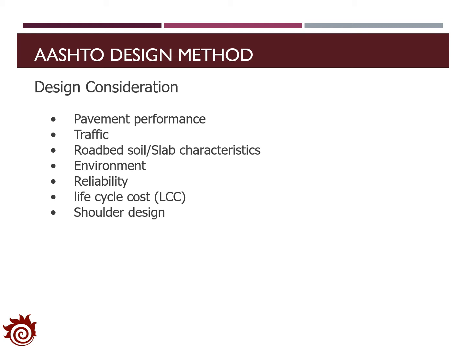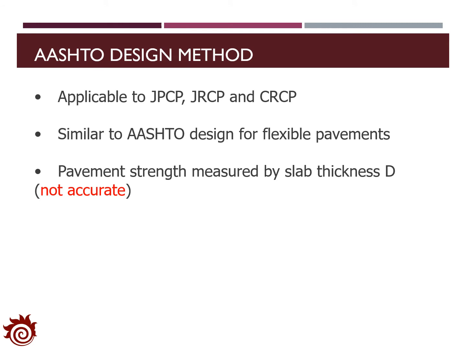Similar to the flexible pavement, in the design of the rigid pavements, we have to consider the pavement performance, the impact of the traffic loadings, the roadbed or the subgrade soil properties, the environmental impact, the reliability of the pavement structure, life cycle cost, and the shallow design of the pavement. The AASHTO method can be applied for different types of the rigid pavements, including the jointed plain concrete pavement, jointed reinforced concrete pavement, and continuously reinforced concrete pavement.